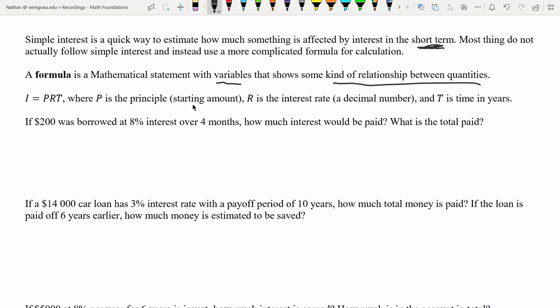P is the principal, or the starting amount. R is the interest rate, and of course, you're going to write it as a decimal number, not a percent. And T will be time in years. That's going to be important.